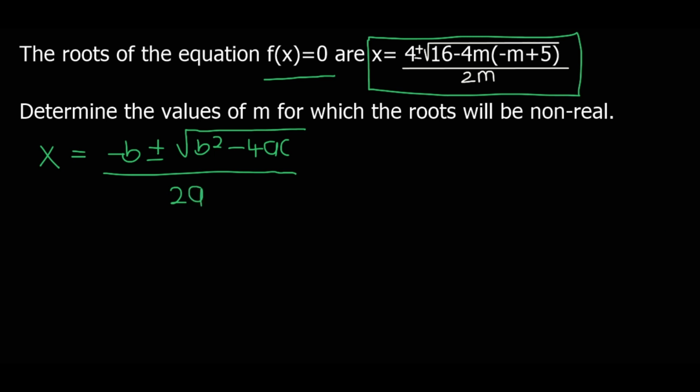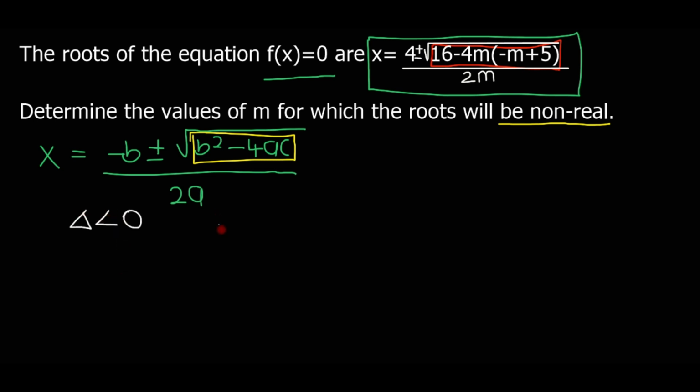And then in this formula b squared minus 4ac is the discriminant. And because really this is a quadratic, this part is a discriminant. So now we need to find the value or the values of m for which the roots will be non-real. To have the non-real, the discriminant must be less than 0.